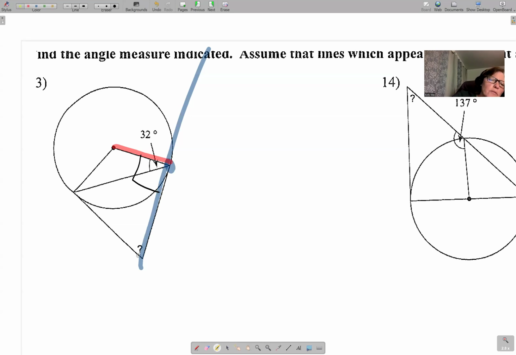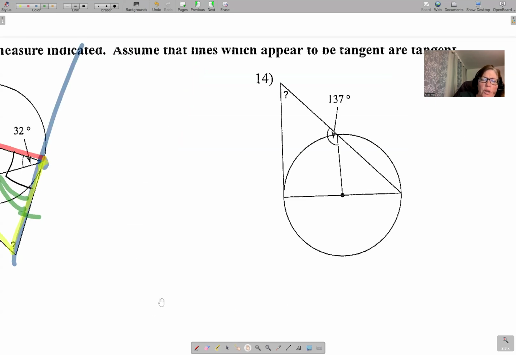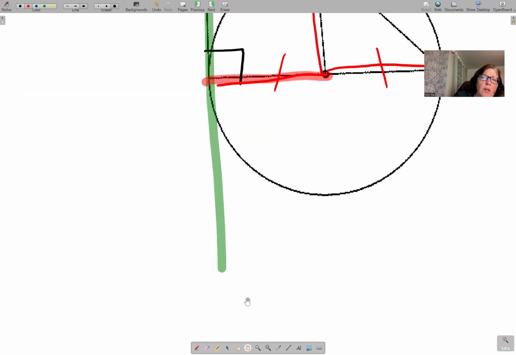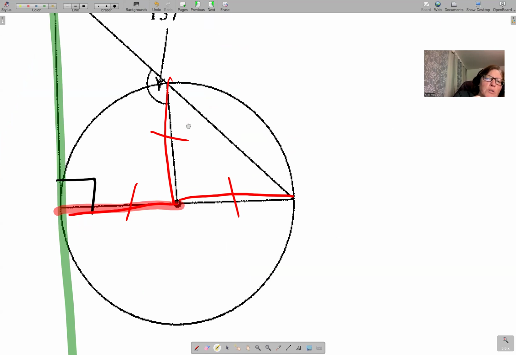You also need to know if you have two tangent lines, which we do here, that they are going to be congruent to each other. So in this case, two equal sides, two equal angles. Over here, your tangent line would be this way, tangent to a radius, right angle at the edge. Also, one thing to watch out for is all radii are congruent. So radii create an isosceles triangle always. Two equal sides, two equal angles.